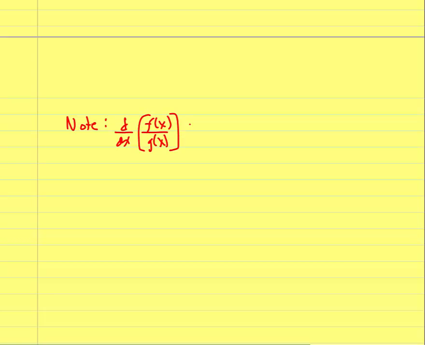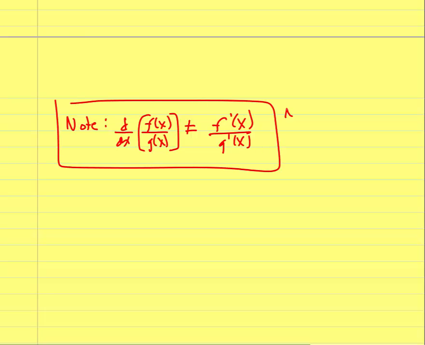I like the product and the quotient rule, they're kind of fun. So let's look at our note. The derivative with respect to x of f of x over g of x does not equal the derivative of the top over the derivative of the bottom. Never do this. And again, if you do this, this would be losing full credit on a problem. So be very careful about this.